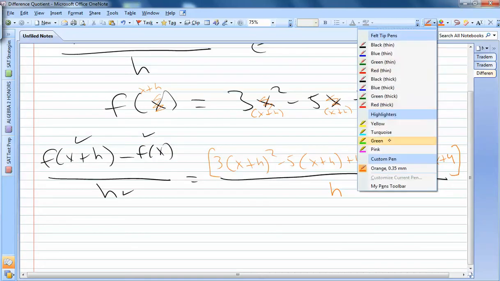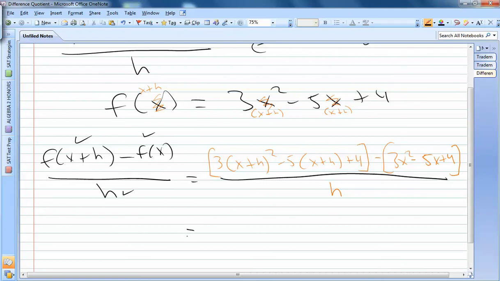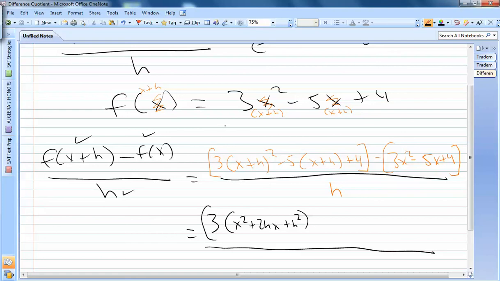So we keep working it out. So you have 3, and remember, x plus h squared has to be FOILed. There's really no other way around that. And remember, x plus h squared is x plus h times x plus h. That's what you do here. Work it out, you should get 3 terms. Substitute the negative 5 into x plus h, negative 5x minus 5h plus 4. Substitute the minus into the second group, negative 3x squared plus 5x minus 4. And at the bottom, you just have plain h.